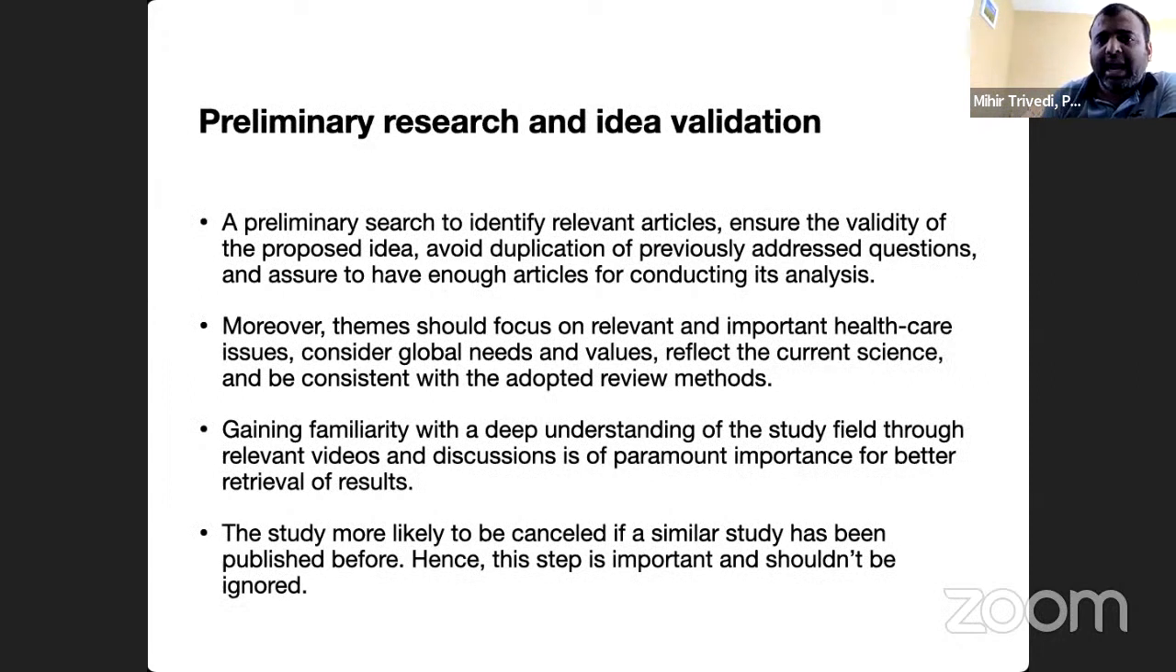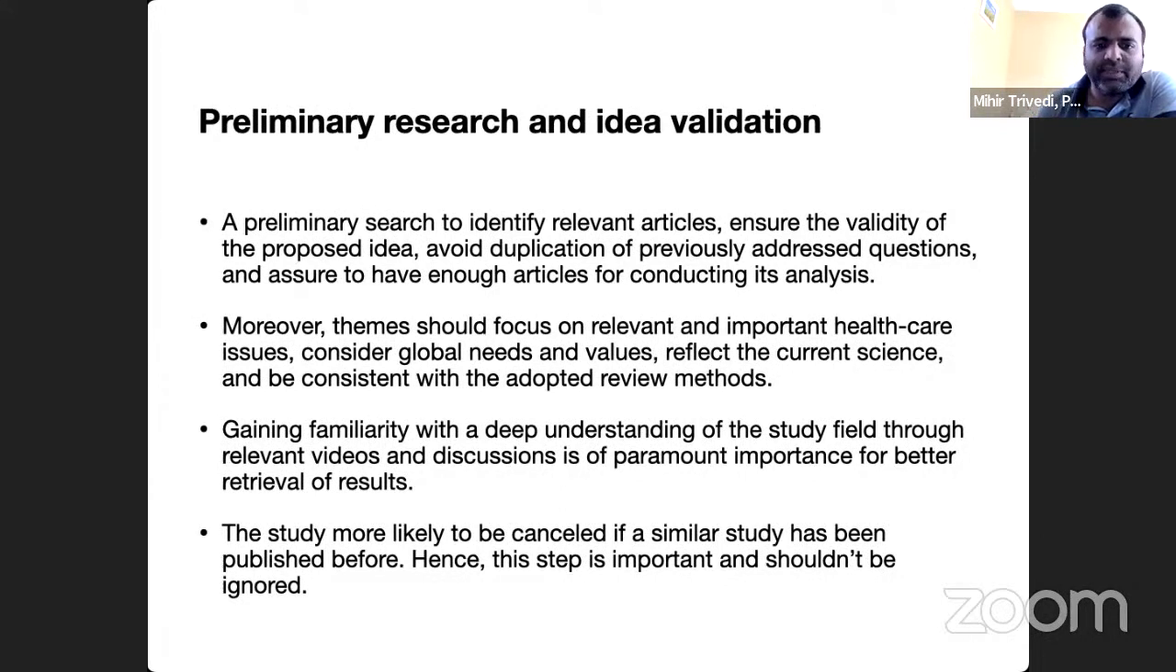Preliminary research and idea validation. A preliminary search to identify relevant articles ensures the validity of the proposed idea, avoids duplication of previously addressed questions, and assures enough articles for conducting the analysis. Moreover, themes should be focused on relevant and important healthcare issues, consider global needs and values, reflect the current science, and be consistent with the adopted review methods.